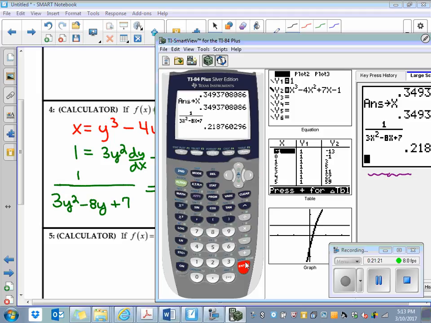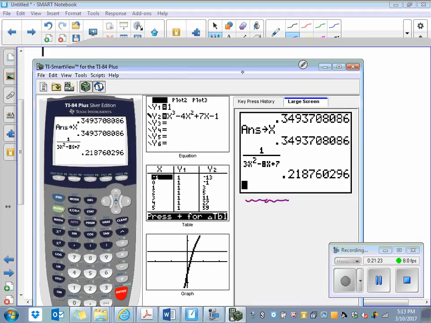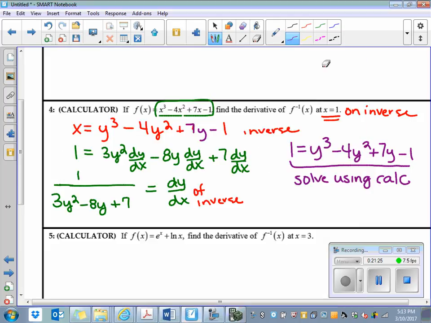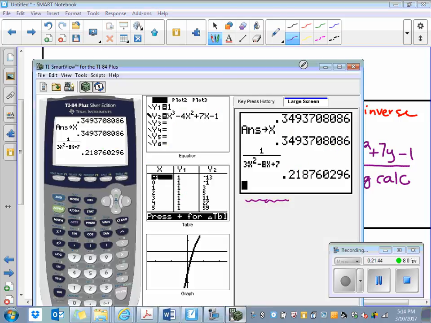Enter. 0.218. So my dy dx is approximately 0.218. You could also put 0.219. You can truncate, which is just fancy for chopping it off, or you can round. So 0.2187, either chop or round.